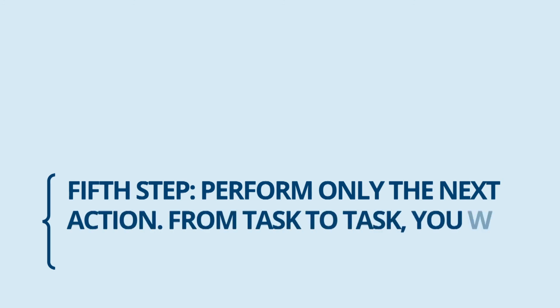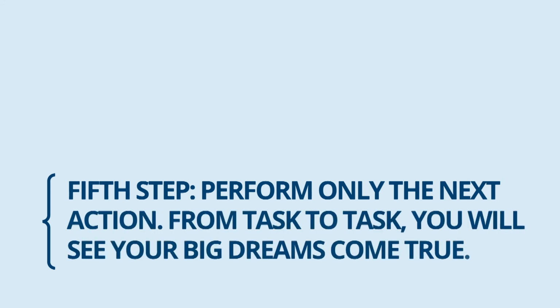Anything that makes sense for your life and leaves you with the feeling that everything is up to date and everything is in order. The fifth step is to perform only the next action. From task to task, you see your big dreams come true. The fifth and last of the GTD's five stages is doing. A productivity system only makes sense if you really do what you plan to do. There is no point in having everything so organized in a reliable system that does not actually result in practical action. So to do this, you must focus only on performing the next task.